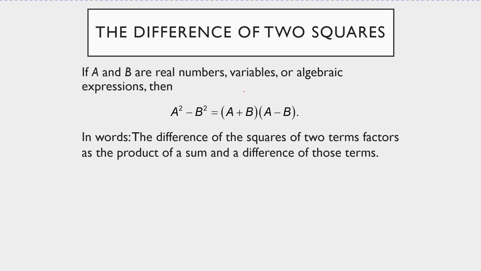If you were to FOIL this out, you'll see you get a times a gets me a squared, a times minus b gets me minus ab, b times a gets me plus ab, and b times minus b gets me minus b squared, and the middle terms are going to cancel out anyways. So the goal with this formula is to recognize when you have the difference of two squares and to factor it using this formula. Let's do some examples here.